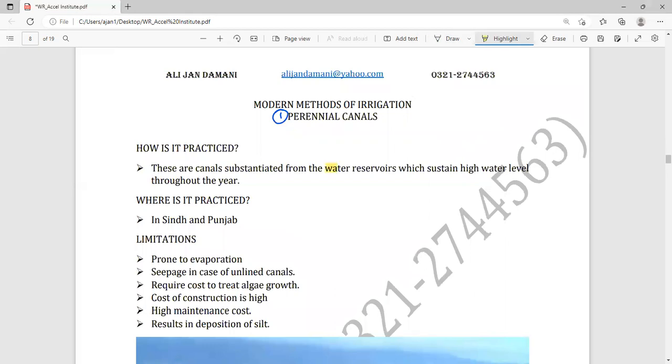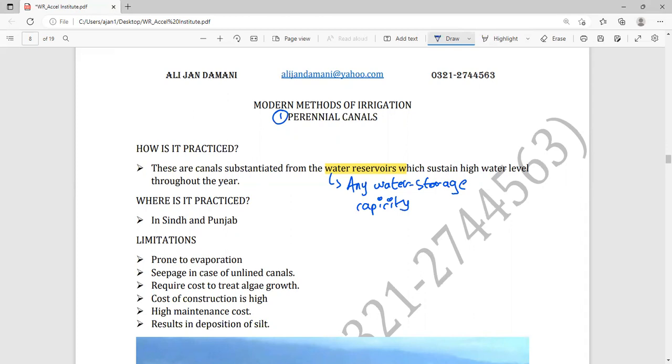right? What do you mean by water reservoirs? It's any water storage capacity, right? Water storage capacity. So that is called the water reservoirs. So perennial canals are connected to the water reservoirs, and therefore they are able to supply water throughout the year. Does that make sense?